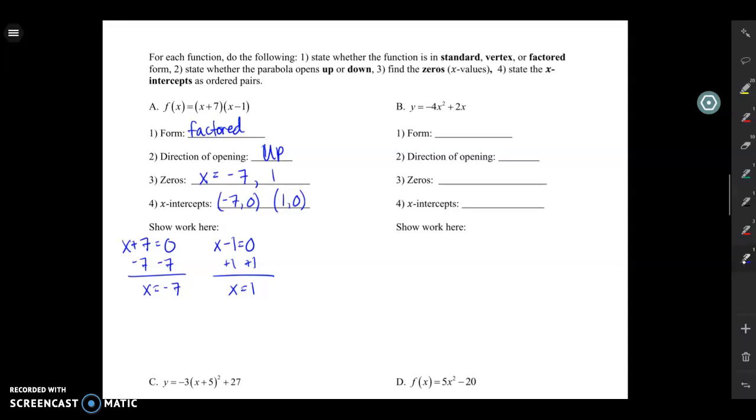Let's take a look at B. The first thing I'm going to look at with B is what form it's in. Since I don't have any parentheses and I've got 2 x's in there, this is in standard form. My A, remember, is the value in front of the x squared, which is negative, which means that the parabola is going to be opening down. Now I need to solve this equation, y equals -4x squared plus 2x. I'm going to start by setting my equation equal to 0.